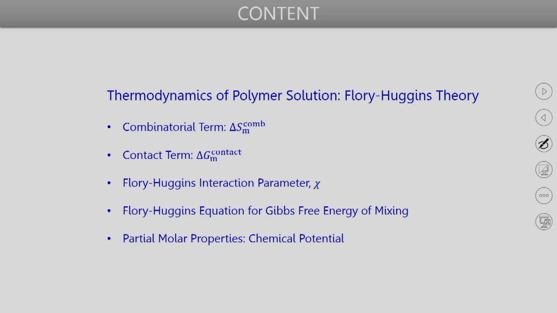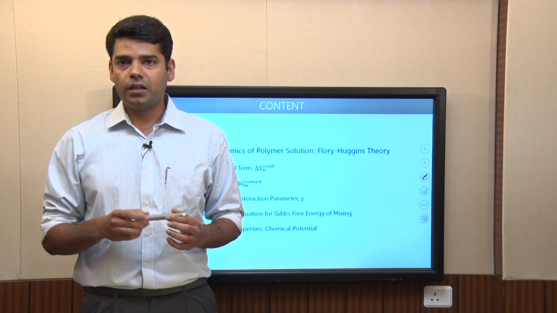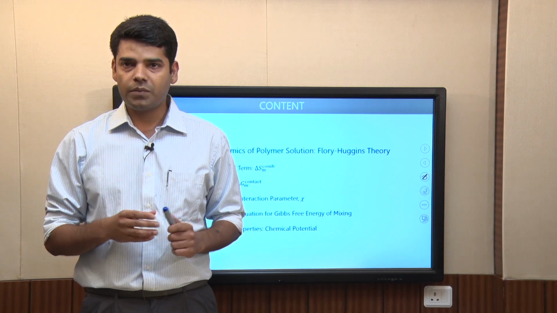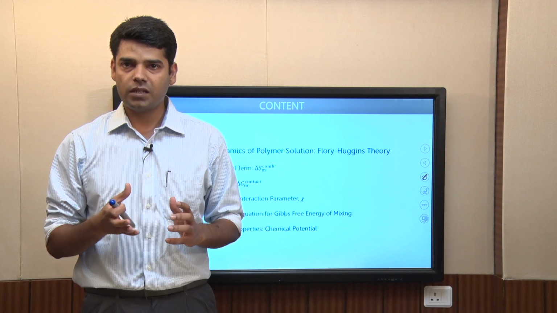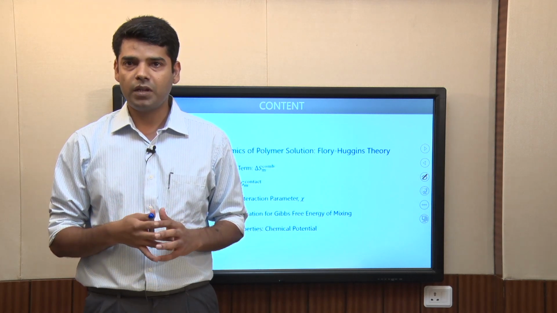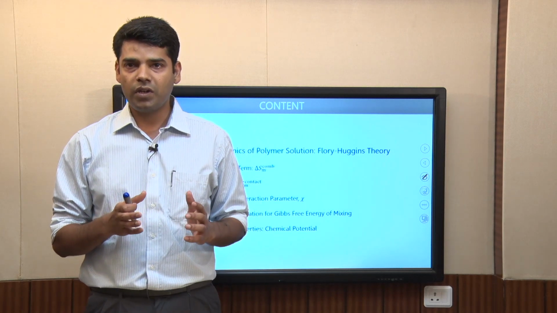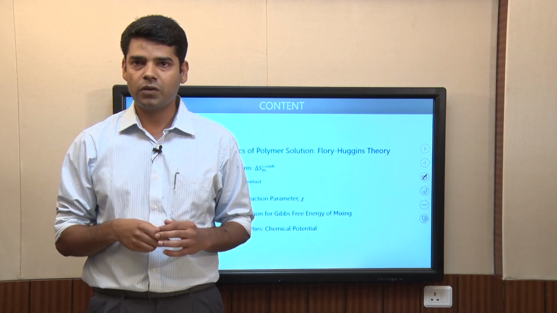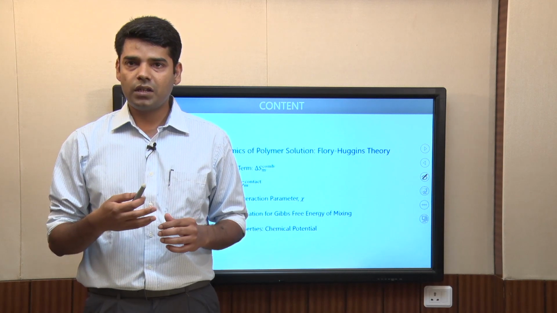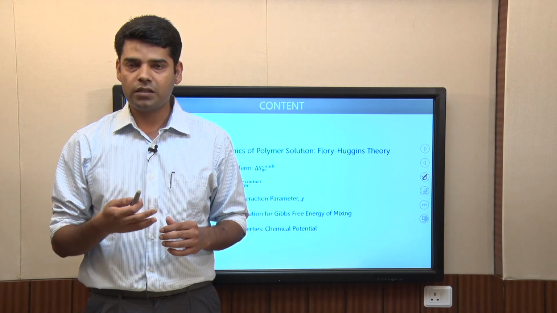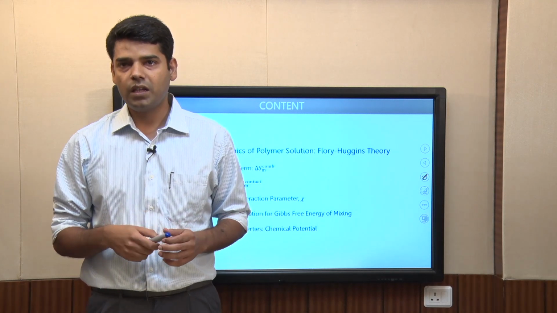If you remember in the previous lecture when we discussed the combinatorial entropy term, there the interaction was assumed to be absent. So, initially the change in entropy purely due to the different conformations that polymer chains can adopt was considered, neglecting the effect of interactions. That led to the combinatorial entropy term, which will have a contribution towards the Gibbs energy of mixing. Today we will discuss another term which will account for the presence of intermolecular interactions between polymer chains and the solvent molecules. That we will refer to as the contact term.